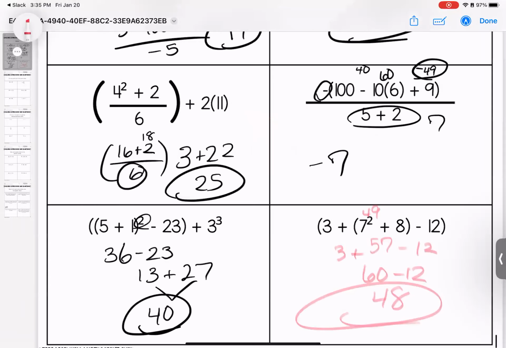Any questions on these PEMDAS, please bring them to class. You know I love a good PEMDAS question.